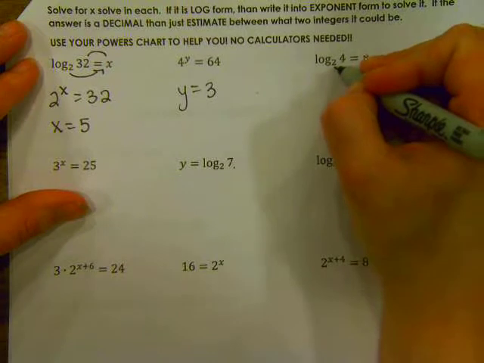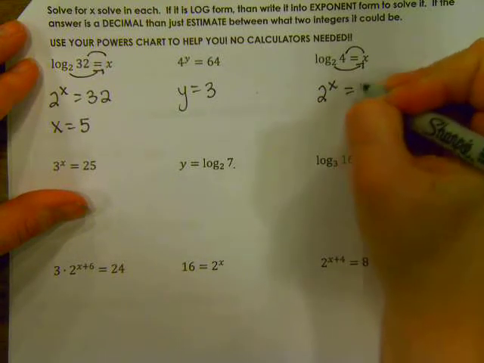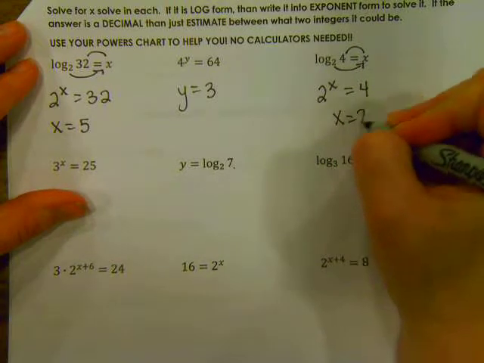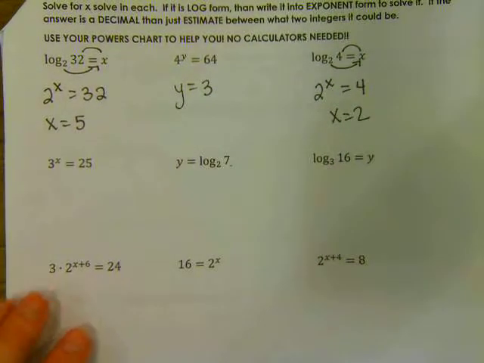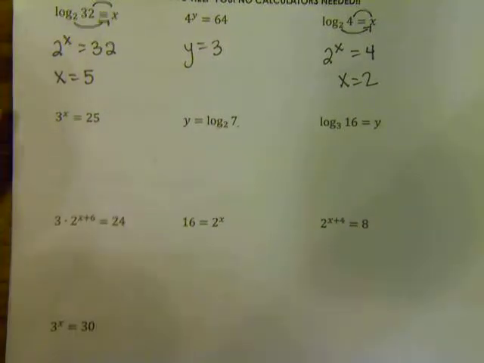Here, so loop it. 2 to what power would make 4? That has to be 2. See? Only do the loop, okay, if it's in log form.